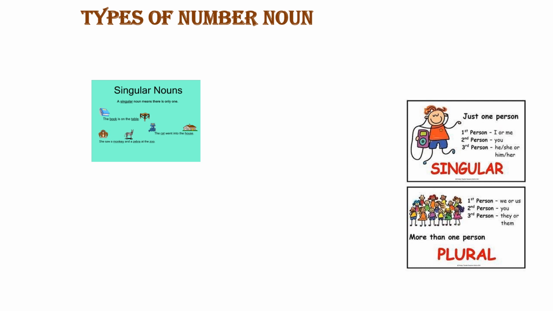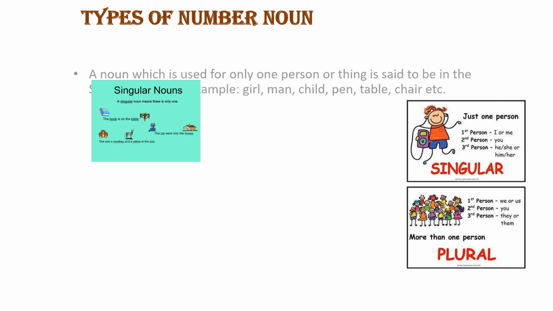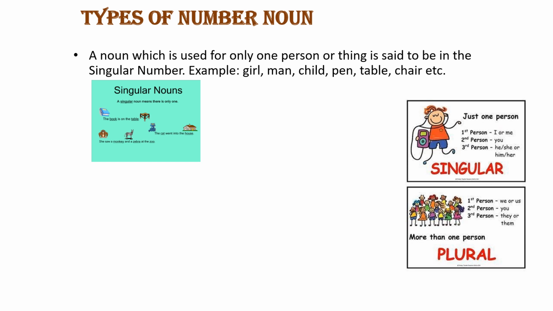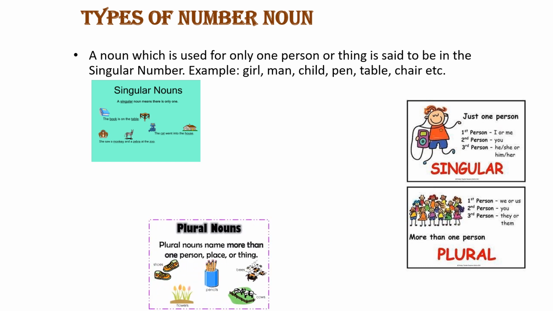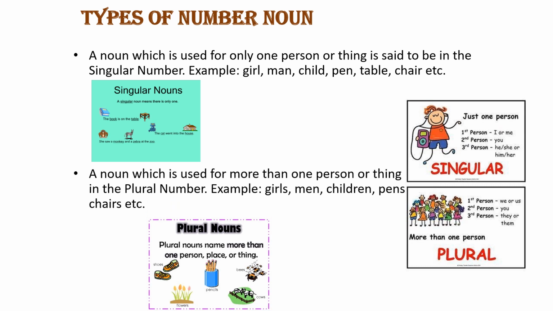Now you can see in this example, a singular noun means there is only one. The book is on the table. A single book is on the table. The cat went into the house. She saw a monkey and a zebra at the zoo. A noun which is used for only one person or thing is said to be a singular noun. For example, girl, man, child, pen, table, chair, etc. Plural nouns name more than one person, place, or thing. A noun which is used for naming persons or things more than one is known as a plural noun.